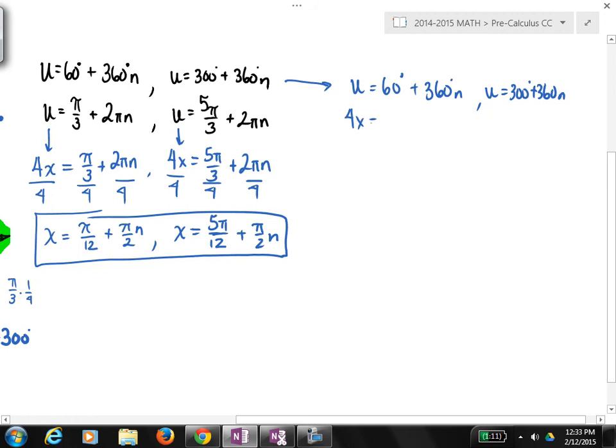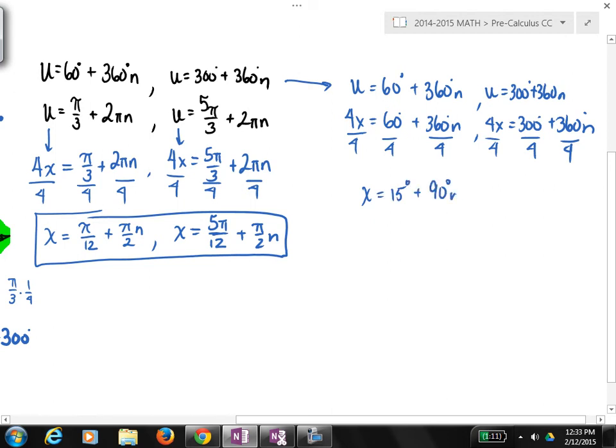So 4x is equal to this, and 4x is equal to this. And of course, the same process as the other one. Let's solve for x. We divide by 4, so x is equal to 15 degrees plus 90 degrees times n. And x is equal to 300 divided by 4, which is 75, plus 90n.